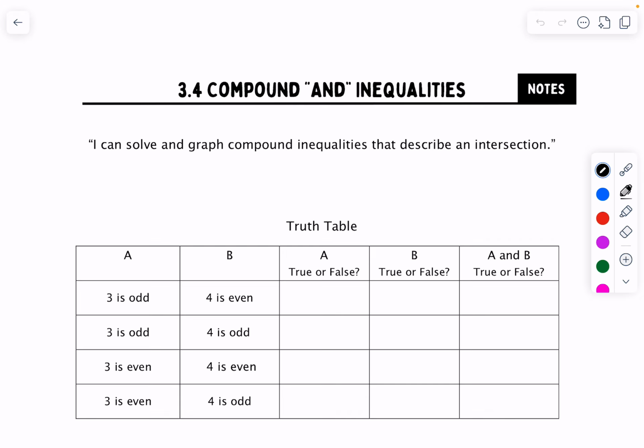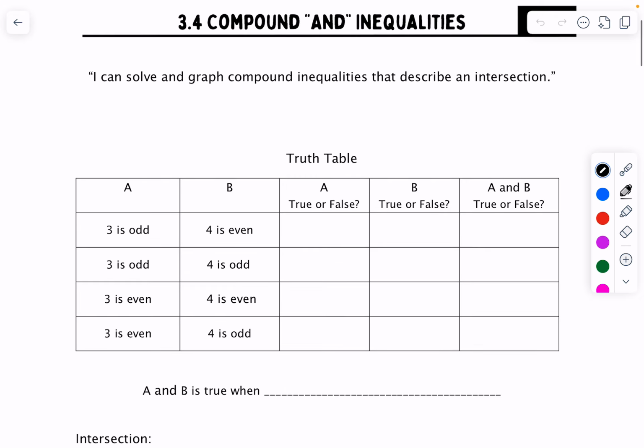So we already know what a compound inequality is. Let's look at what happens when A and B is true, when both are true. So the key word here is both and the word and. That means that both A and B have to be true for this truth table to work. So let's take a look.